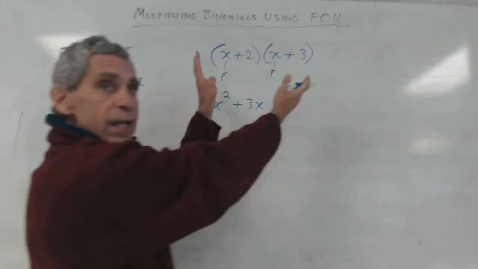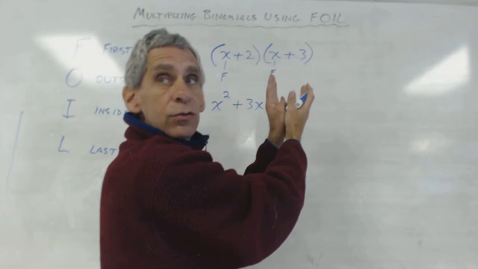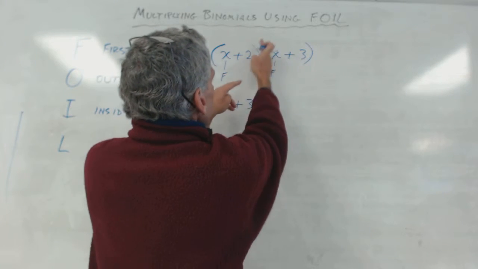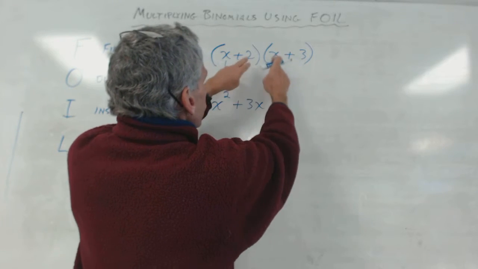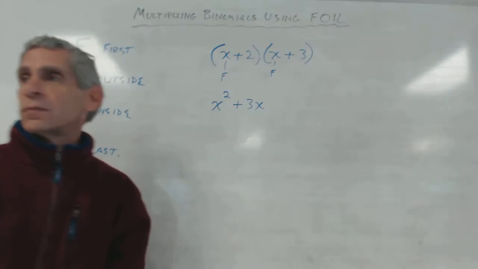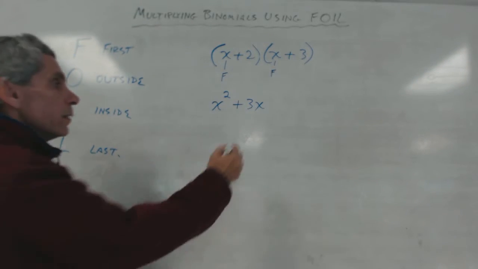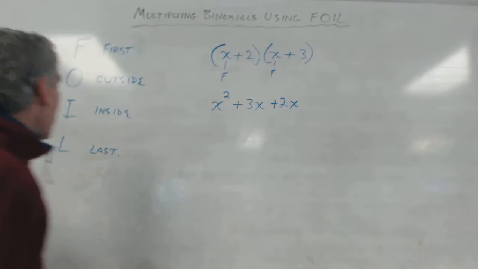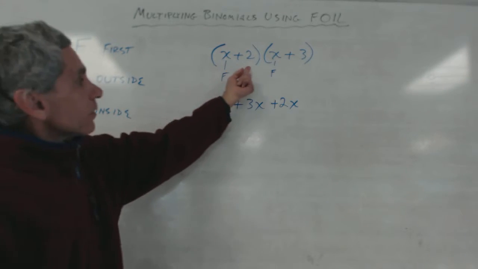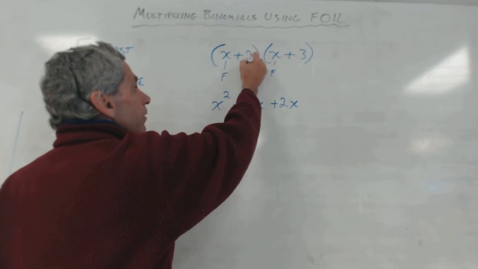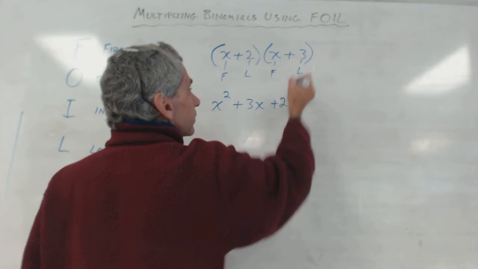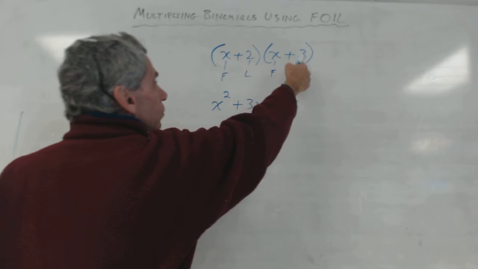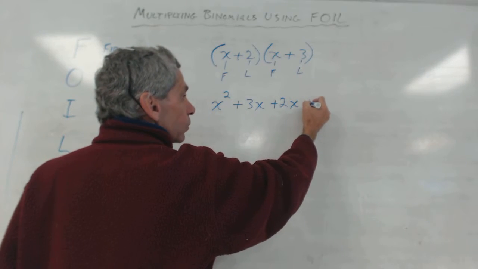Now I've got to do my inside. Think of it that this is a house again. These are my inside walls, so it's 2 times x. 2x, right? And it's positive, so I'll put plus 2x. And my last would be the last number, right? That's my last, and that's my last. So 2 times 3 is 6, and it's positive, so I put plus 6.